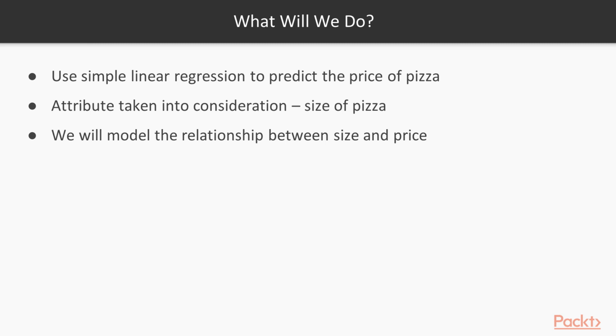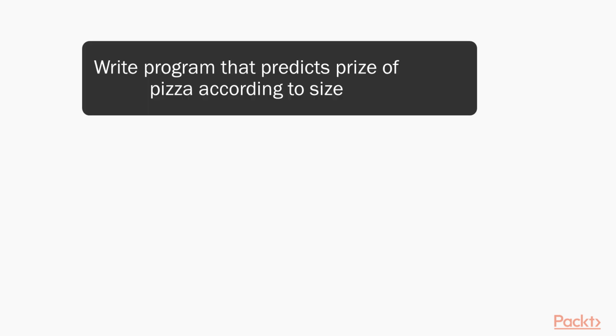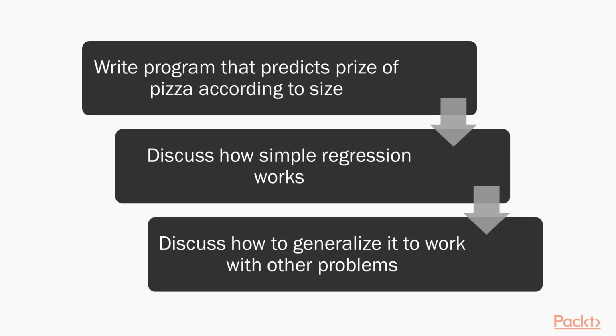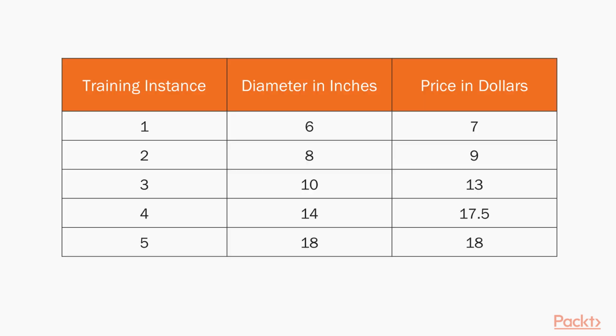This, however, is a machine learning course, so instead we'll use simple linear regression to predict the price of a pizza based on an attribute of the pizza that we can observe, or an explanatory variable. Let's model the relationship between the size of the pizza and its price. First, we'll write a program with Scikit-learn that can predict the price of a pizza given its size. Then we'll discuss how simple linear regression works and how it can be generalized to work with other types of problems. Let's assume that you've recorded the diameters and prices of pizzas you have previously eaten in your pizza journal.